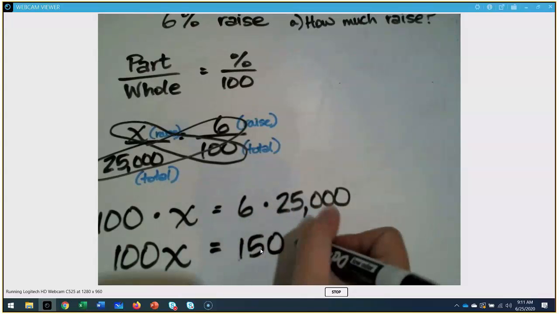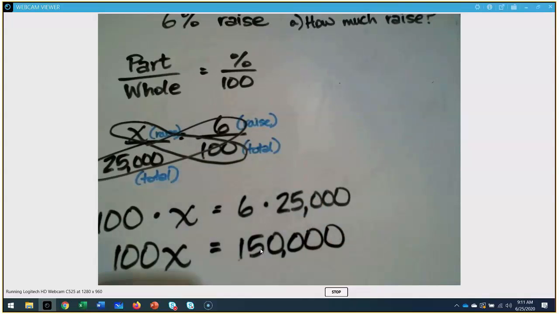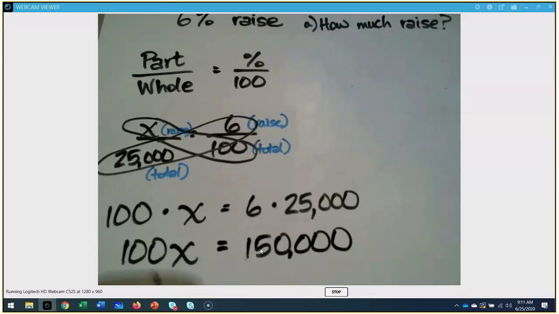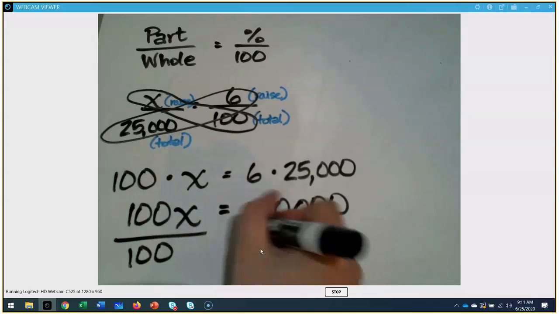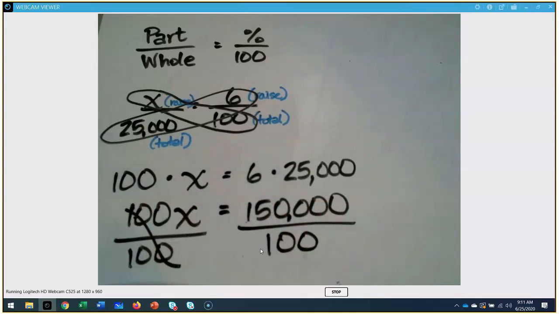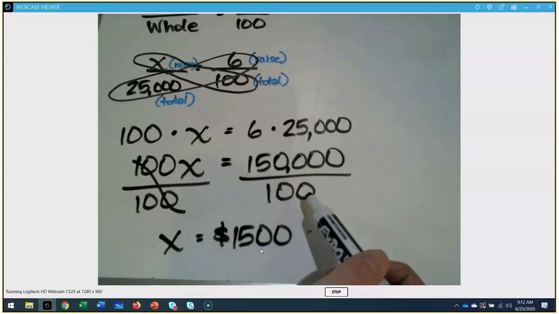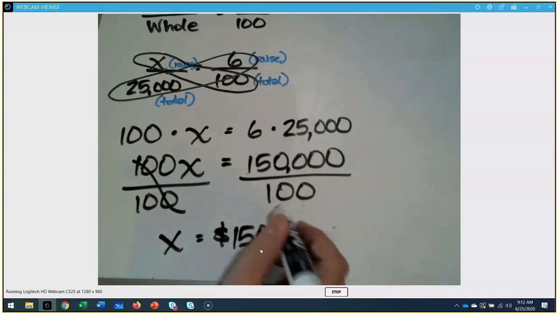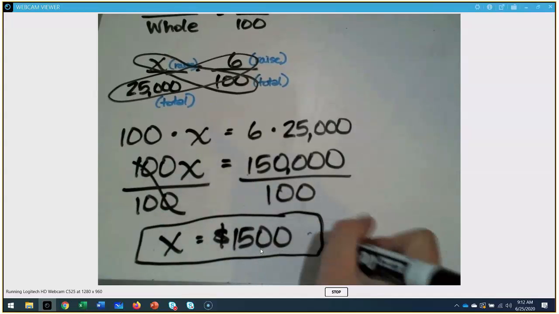So I got 1, 2, 3, 4. Got that so far, and then I'm going to divide it by the number in front of x. So that cancels. And then that gives me that. 150,000 divided by 100 is this. So what this is telling you is this is how much of a raise she gets.